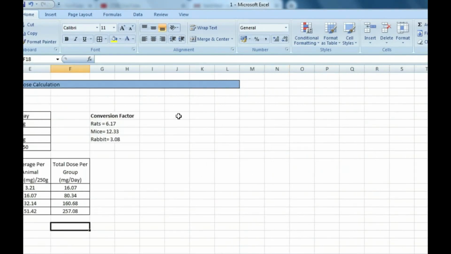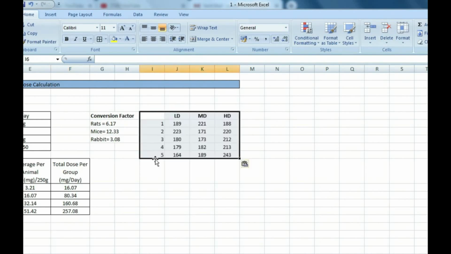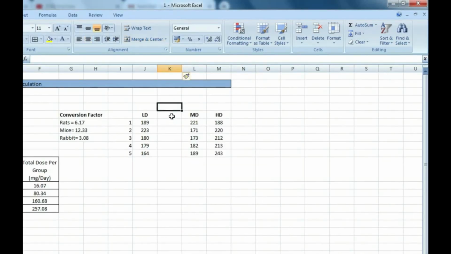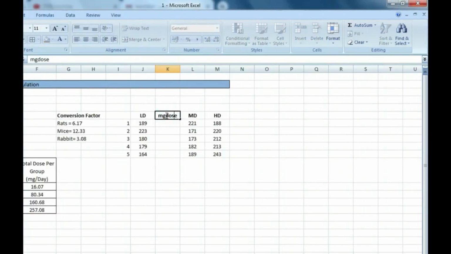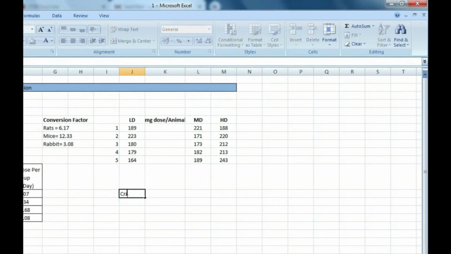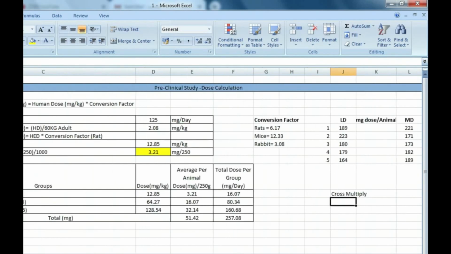Now we will see how to calculate each animal's dose by lower, median and higher doses. What is the procedure to calculate? The animals' weight may change and is not the same every time. So for that we have to calculate again, dose wise and drug concentration wise, because that will change. So how can we do that? By cross multiplication, we will see here.